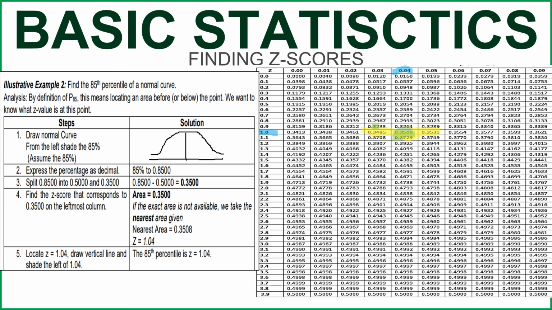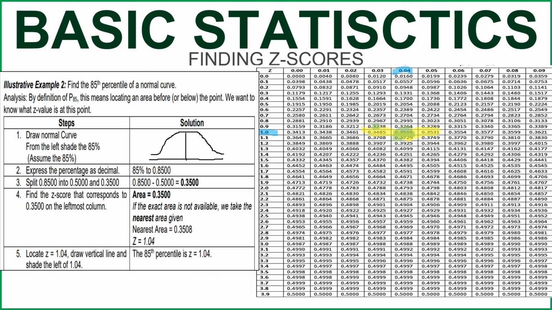So, pag pinag-add mo, so, our nearest area pala is 0.3508. So, kapag pinag-add mo, 1 plus 0.04, that is 1.04. Therefore, our z-score is 1.04. So, therefore, the 85th percentile is z is equal to 1.04. Ganun lang siya. Ganun lang po siya kadali.